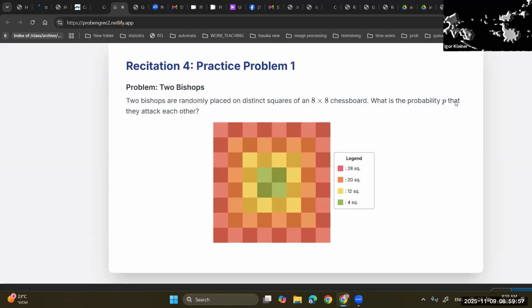There is a probability that two bishops attack each other. This is what we want to find. A is the event when two bishops attack each other. We want to find the probability of A, and we find the probability of A using the formula of total probability.